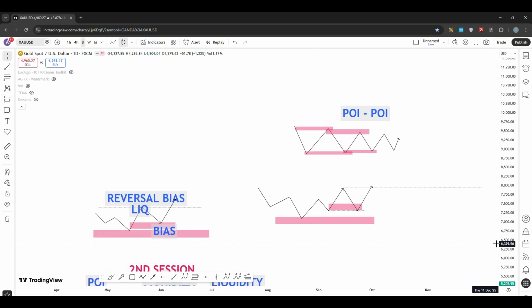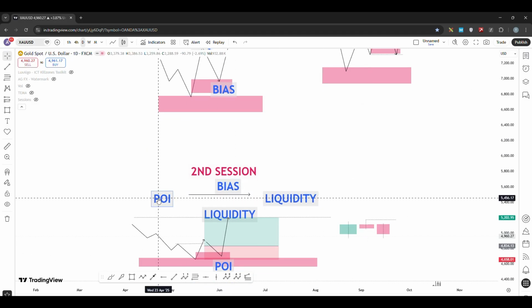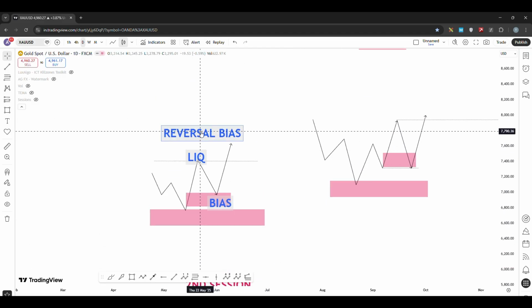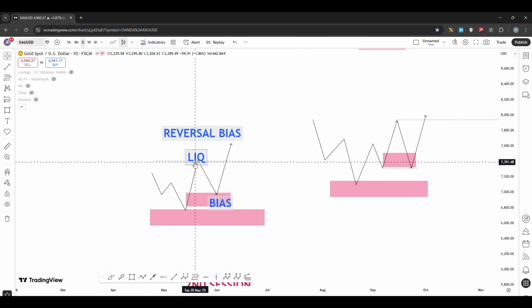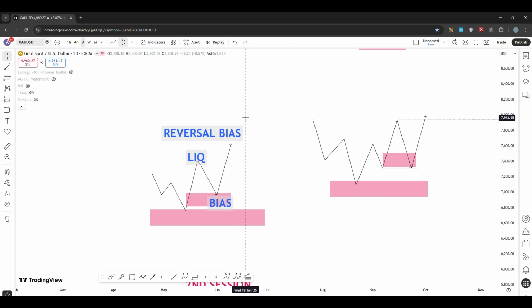Okay, so these are the four ways in which market moves. First one is bias, in which market moves between a POI and a liquidity. Second one is a reversal bias, when market takes out a liquidity, then it drops to a POI, and from there market will continue the trend.